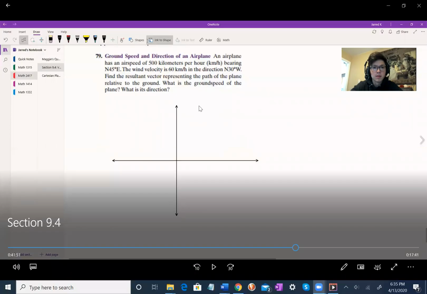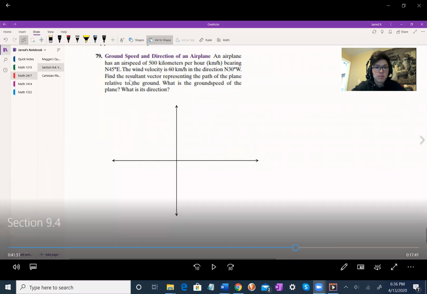All right. So here we have a problem that says an airplane has an airspeed of 500 kilometers per hour bearing north 45 east. So from the north, 45 degrees east. The wind velocity is 60 kilometers per hour in the direction of north 30 degrees west. Find the resultant vector representing the path of the plane relative to the ground. What is the ground speed of the plane and what is its direction?